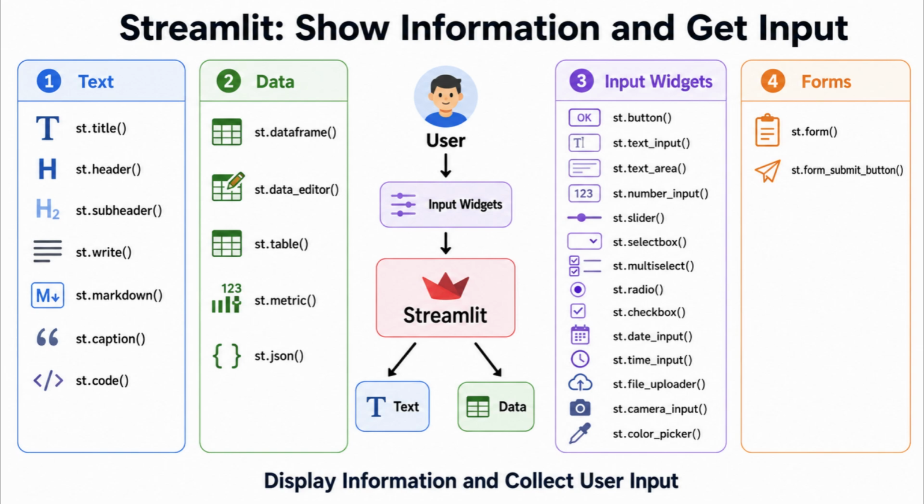To make the app interactive, Streamlit provides widgets such as buttons, text boxes, sliders, select boxes, checkboxes, date inputs, file uploaders, and cameras. We can even group several widgets inside a form and process all the inputs when the user clicks Submit. So this first group is really about communication. The app shows information, the user provides input, and Python receives that input.